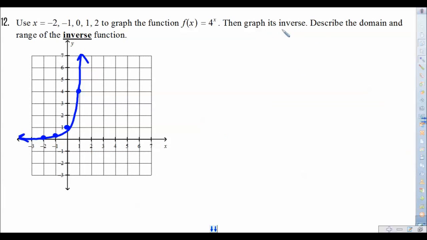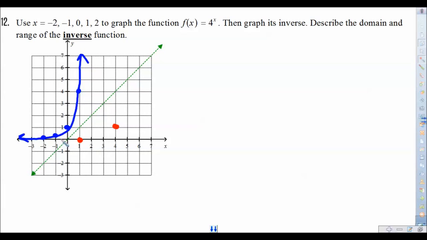Now it says graph the inverse. If I'm graphing the inverse, remember, inverses are just reflections over that line y equals x. So I'm going to take all these points that I had here and just reflect them. So if I'm at 0, 1, now I'm at 1, 0. 1, 4 is now at 4, 1. And then if we had 2 and then 16, now it would be 16 and 2. So we're way out there.